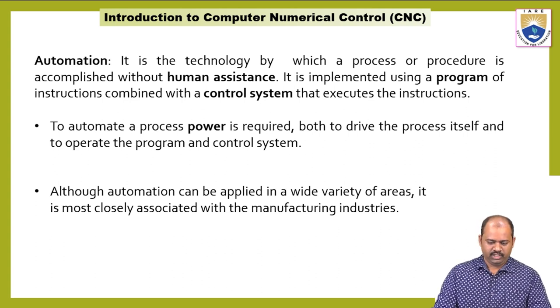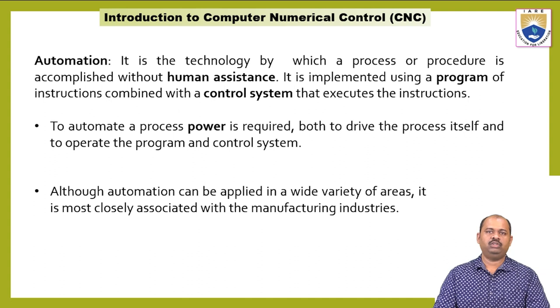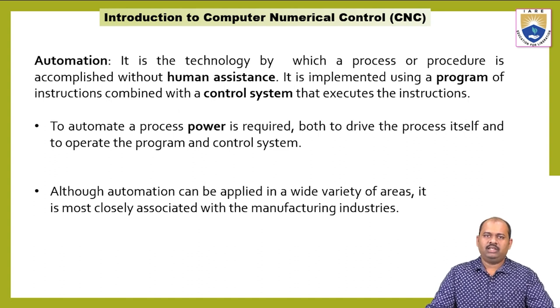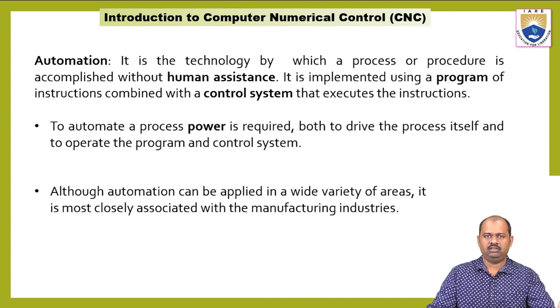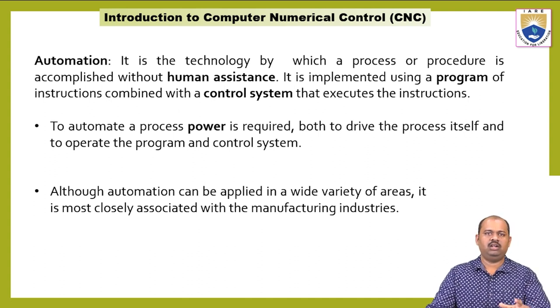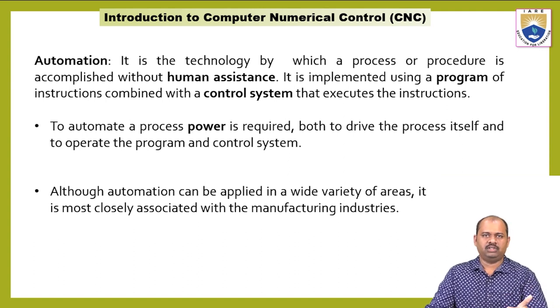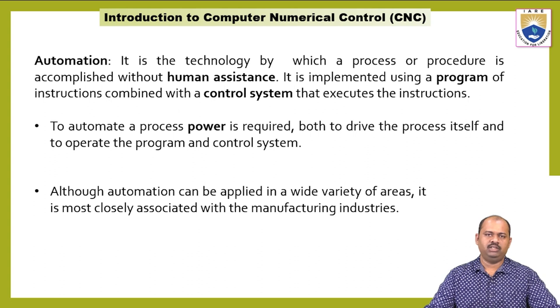The second point is, to automate a process, power is required, both to drive the process itself and to operate the program and control system. So what are the key components of any automation? Automation requires power, and the power is divided into two parts. One is for machining, for making the process. The second is for controlling the process, like using a computer for control. For controlling the process we need some power, and the remaining power is used for doing the actual manufacturing process.